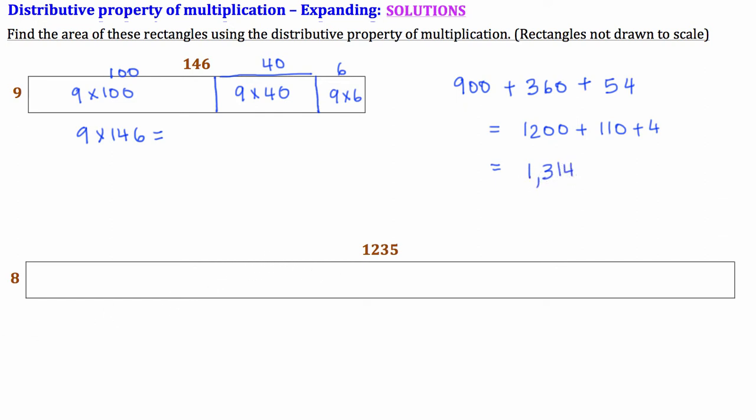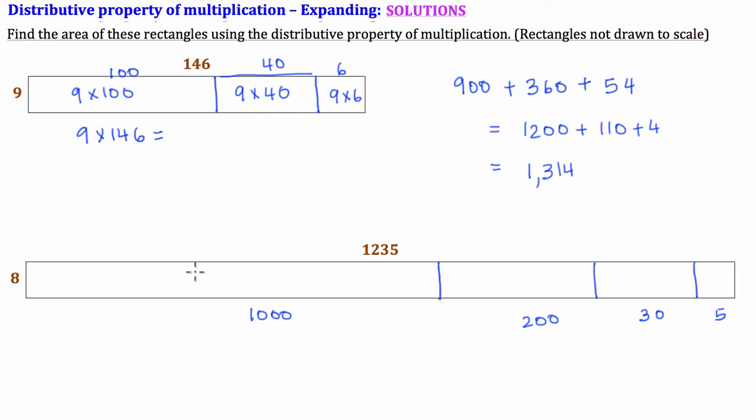Now let's look at the next problem. It's fairly similar to this problem here, but we just have a bigger number. So let's break this up into 4 different parts. So let's call this side 1000. Then let's say this side is 200. This side is 30. And this side is 5. So we have this long side here, which is 1235, and we have split this into 4 parts: 1000, 200, 30, and 5. So we have 4 smaller rectangles.